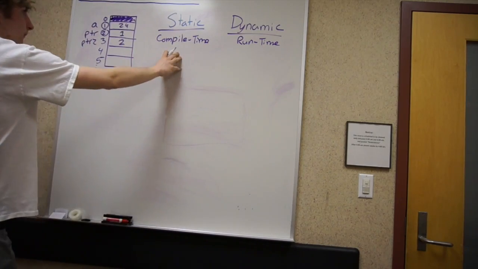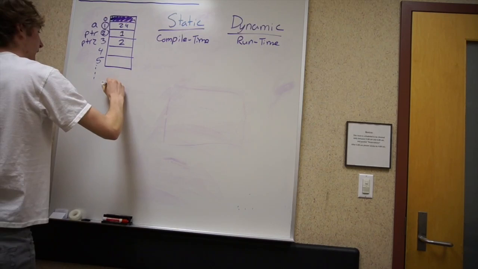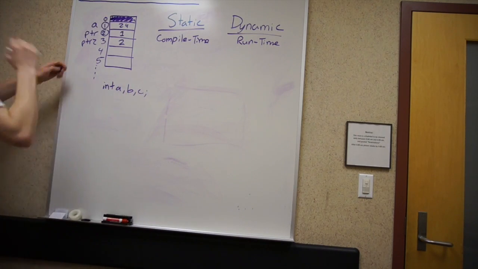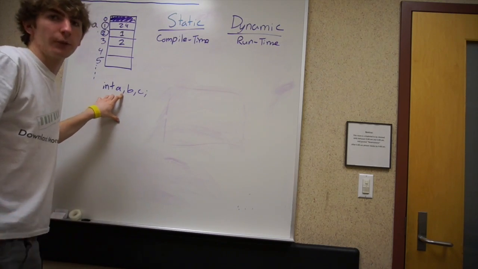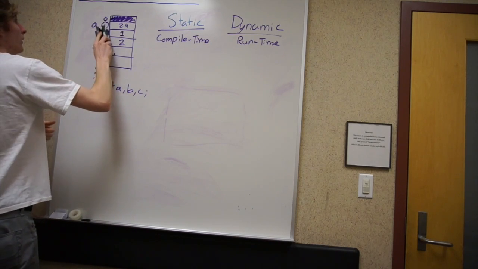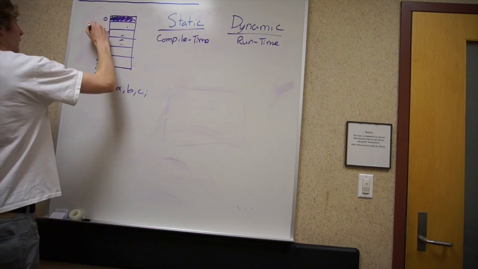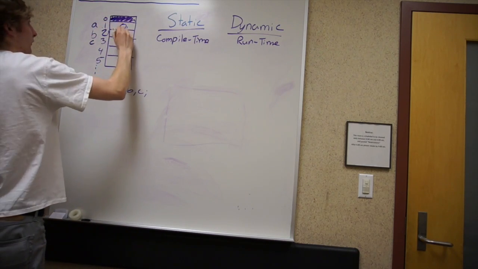So static memory just reads from your code. So if you have an int a, b, and c, let's take this. The compiler is going to know, hey, I need to make room for 3 integers, and they're called a, b, and c. So I'm going to go ahead and store them at 1, 2, and 3, right? So let's say they're all equal to 0.